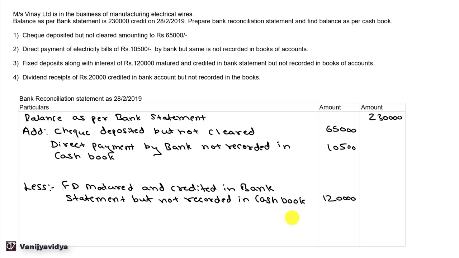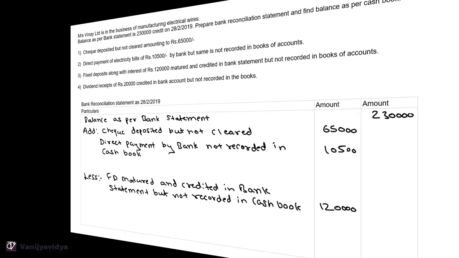Now the next. Fourth, dividend receipts of rupees 20,000 credited in bank account but not recorded in the books. So we have received a dividend and the same is credited in the bank account, that is the bank statement, but not recorded in our books of account. So to that extent, our bank statement balance is greater than our cash book. Since we are moving from bank statement to cash book, we have to reduce 20,000 in the bank reconciliation statement. Let's prepare a working note for this.